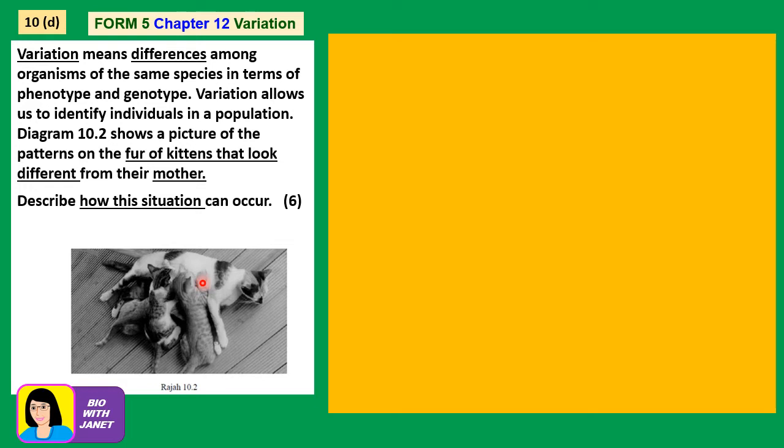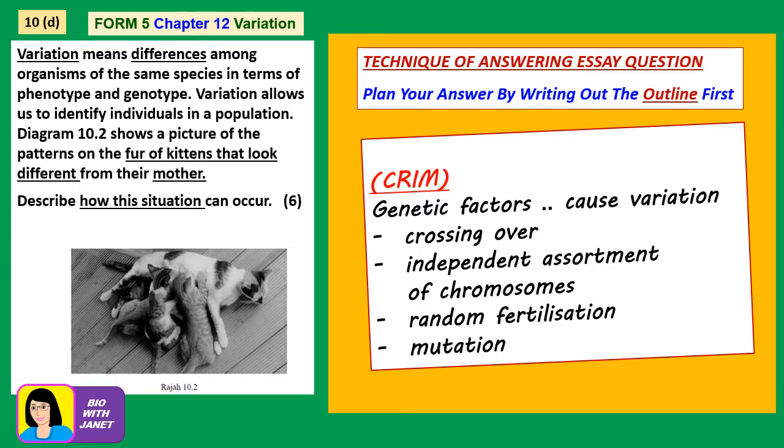Okay, so think about the genetic factors and try to write an answer, okay, before we discuss further. Now, what's the first thing you should do before you write down your answer in the answer script? So I've asked many students what they do when they are going to start writing the essay. I say, do you plan your answer by writing out the outline first, or straight away you write in the answer? And many of them tell me, I think about 80% will tell me, Cikgu, hentam sahaja. That means straight away write the answer inside the answer script.